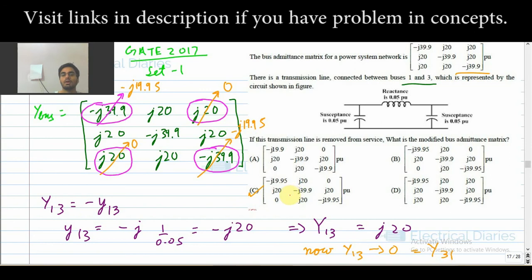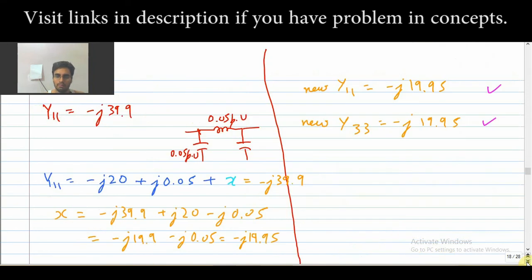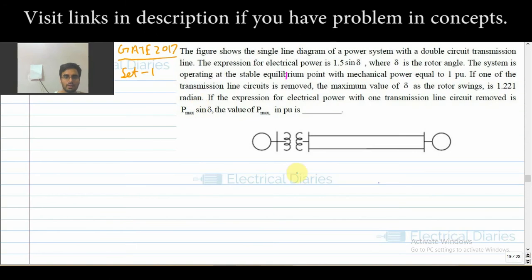That is how you need to solve. You just have to figure out which elements get changed due to the removal or addition of a line, and then you can proceed. Just remember the signs of the admittances for the reactance and the capacitance. Okay, now let us see this question.